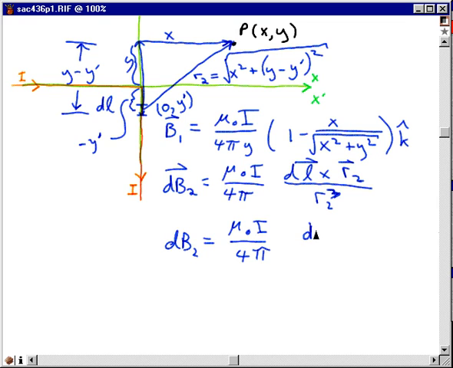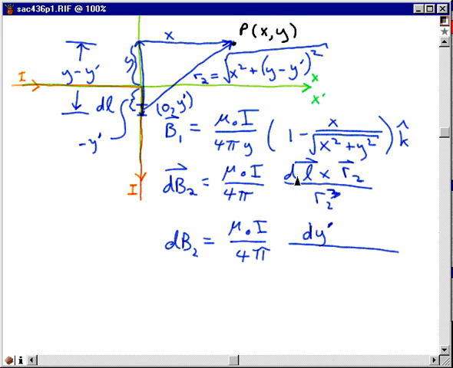Actually, I think I'll just put that in there as dy prime at this stage. dl is dy prime, but keep in mind that this is a negative value. A step, like if I go from minus 3 centimeters to minus 4 centimeters, the delta y would be minus 1 centimeter. So every dy prime is a negative value. And I'm going to worry about the algebraic sign, make sure that it comes out so that we get a positive magnitude for the component of dB2 in the plus z direction.